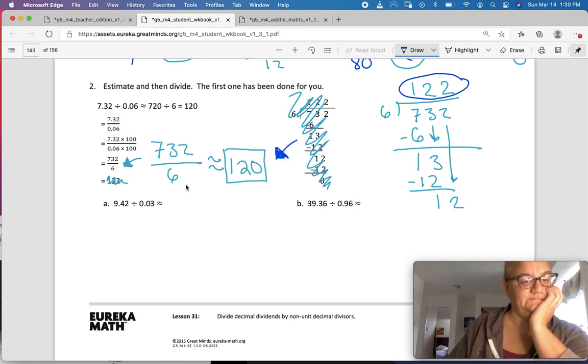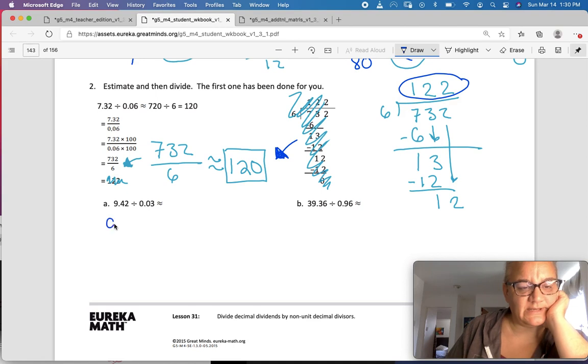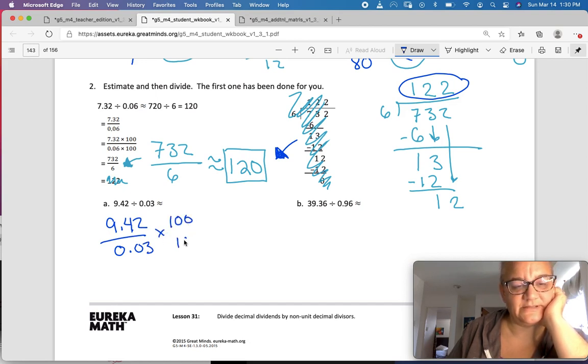Okay, next one. We're going to estimate here. 9 and 42 hundredths over 3 hundredths. And I'm going to multiply this by 100 over 100 to get 942 over 3.